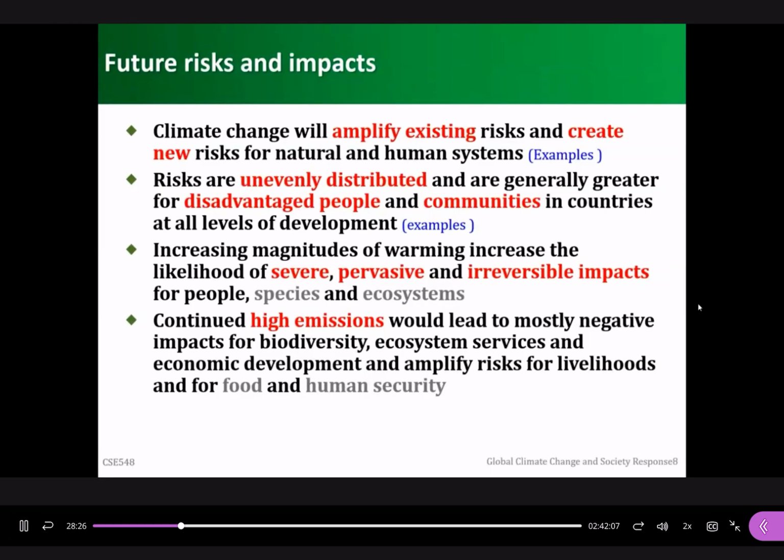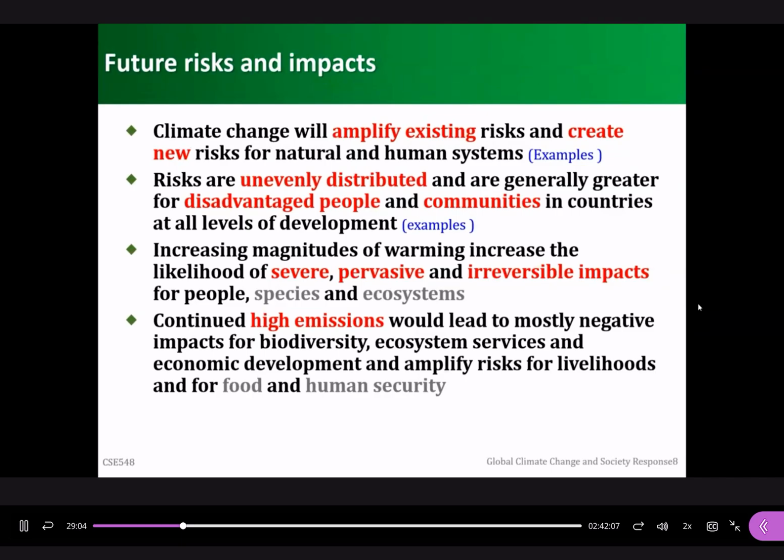And the impact is irreversible. So it means if it has already caused the impact, for example, it may cause a threat to the biological system. Once the biological system is broken, it's not easy to return to the original status. So we will have some examples in the following slides.